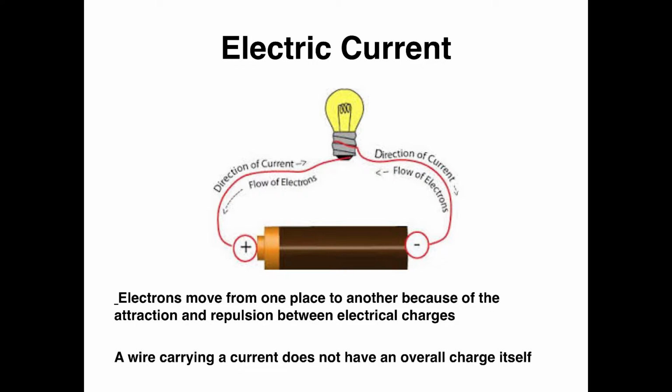So a wire that carries current by itself doesn't necessarily have a charge. In other words, if we didn't have this hooked up so that it would complete the circuit, then the wire itself would not, and frequently does not, have an electrical charge. Now that does not mean it doesn't have electrons. It just means that it does not, in a static situation, generate a charge.